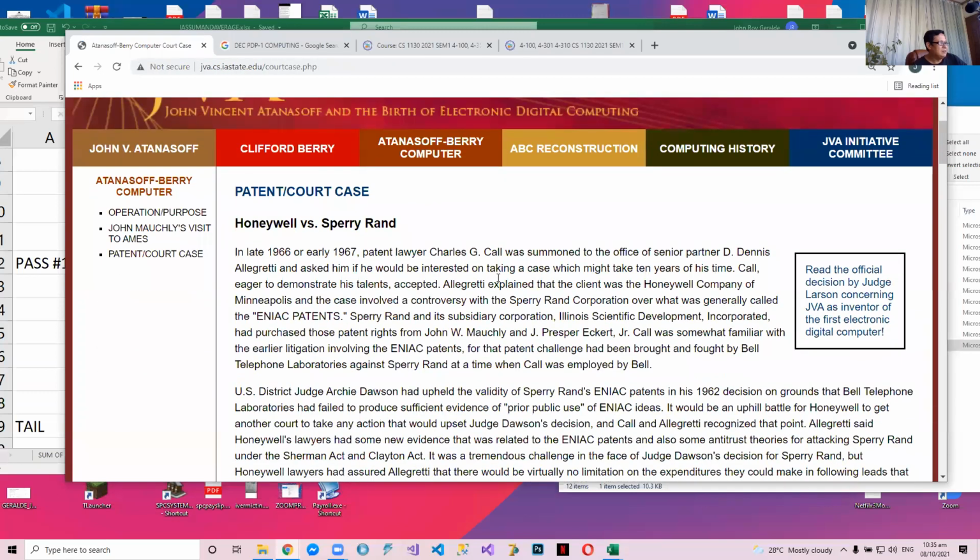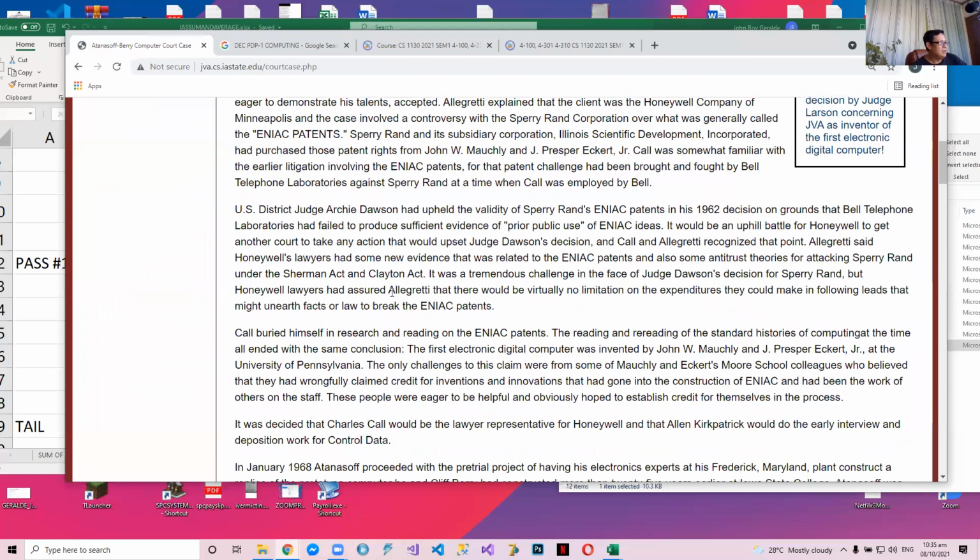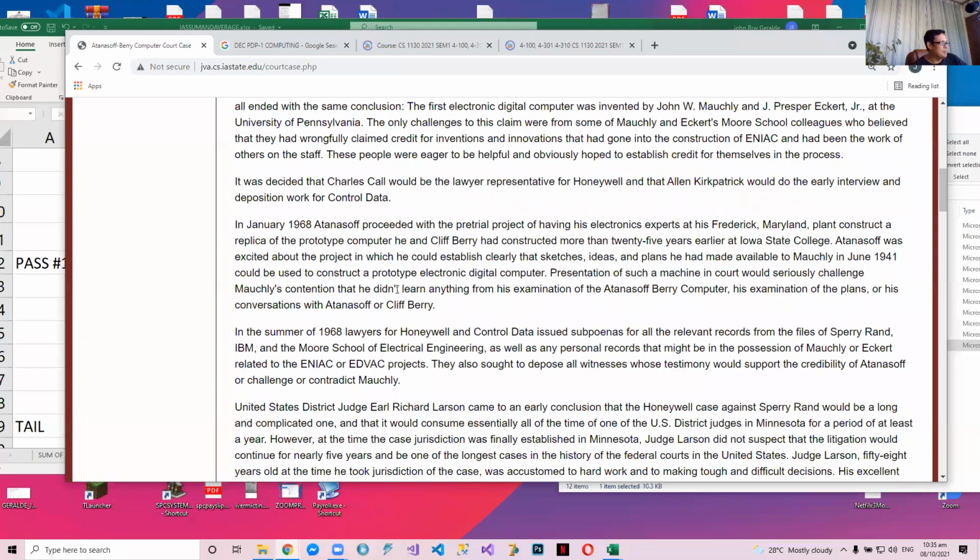Honeywell versus Sperry Rand. The Honeywell company was speaking on behalf of John Vincent Atanasoff. John Vincent Atanasoff, remember, is the inventor of the ABC computer in 1936 or 1937 at Iowa State, right? They were the first to develop an electronic digital computer, although the problem with their ABC computer is that it's not programmable. It was developed to do a particular application. Do you follow?